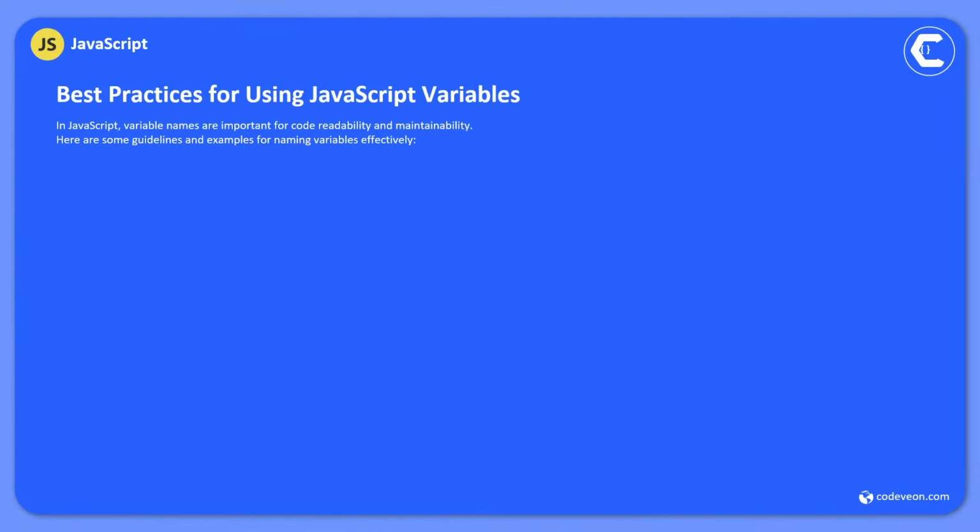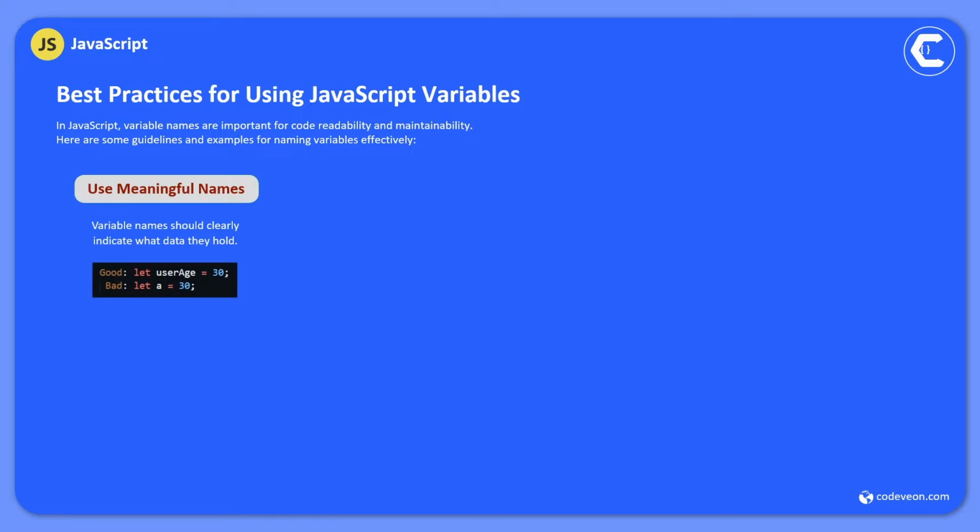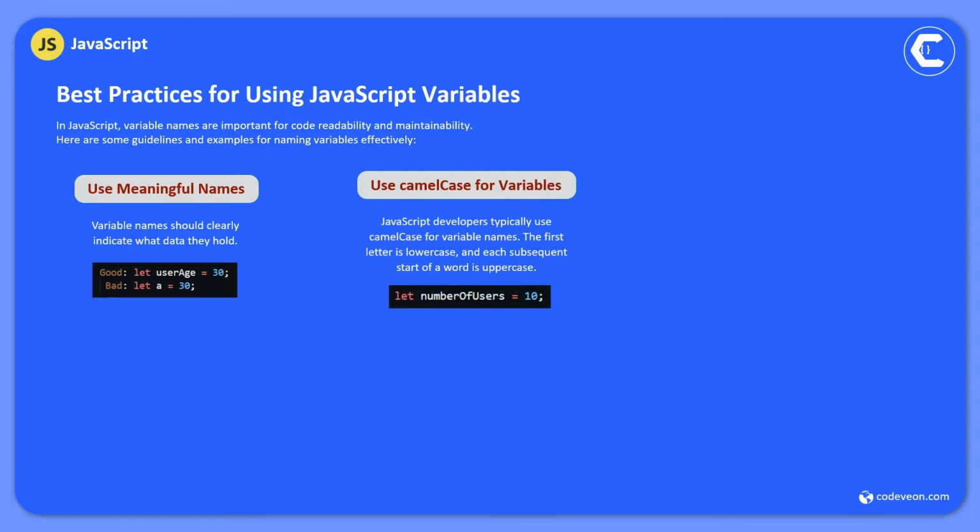Best practices for using JavaScript variables. In JavaScript, variable names are important for code readability and maintainability. Here are some guidelines and examples for naming variables effectively. Use meaningful names. Variable names should clearly indicate what data they hold. Use camel case for variables. JavaScript developers typically use camel case for variable names. The first letter is lowercase, and each subsequent start of a word is uppercase.